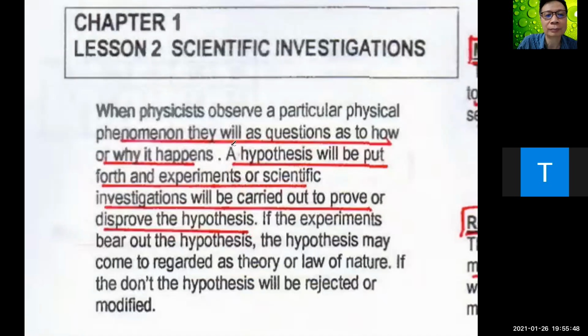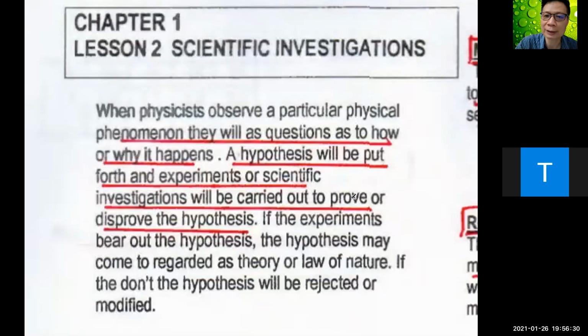Now you see, a hypothesis will be put forth. Hypothesis means when you see something very beautiful in the sky, you make some hypothesis. Maybe you say the rainbow forms every time after rain. This is the hypothesis you put inside your brain. So a hypothesis is put forth, and an experiment or scientific investigation will be carried out to prove your hypothesis.